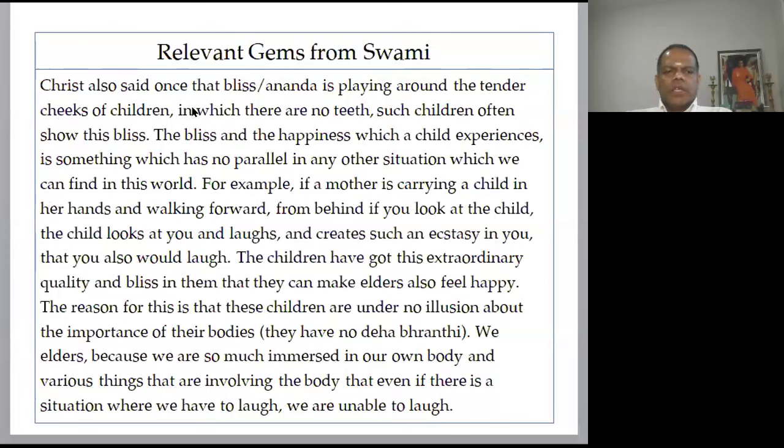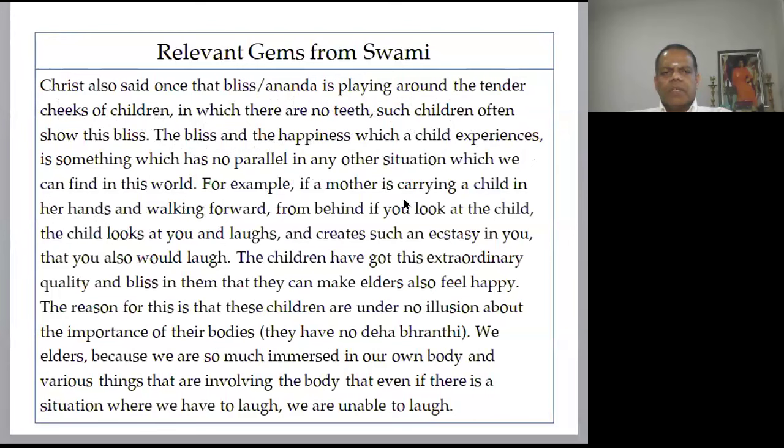Christ also said once that bliss, Ananda, is playing around the tender cheeks of children, in which there are no teeth. Such children often show this bliss. The bliss and happiness which a child experiences is something which has no parallel in any other situation which we can find in this world.